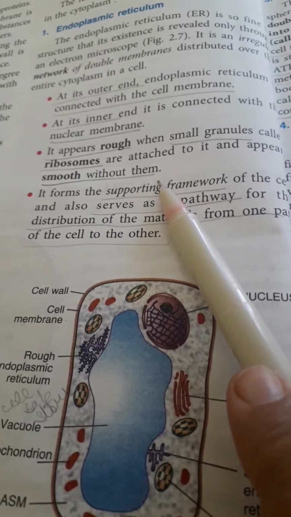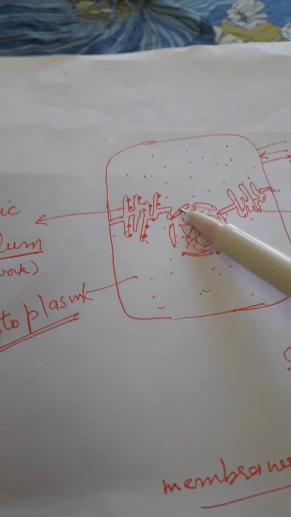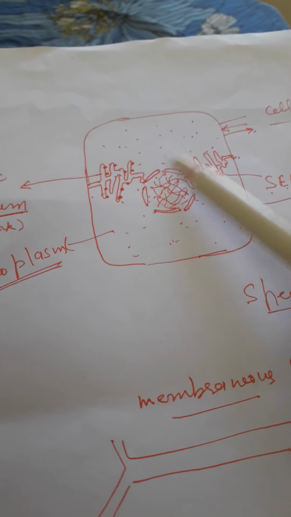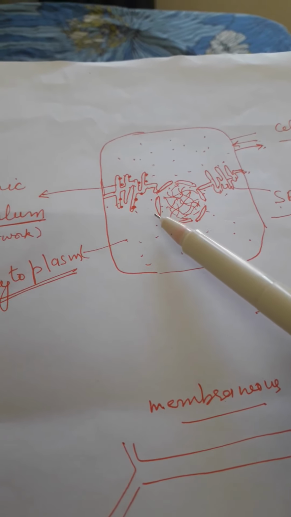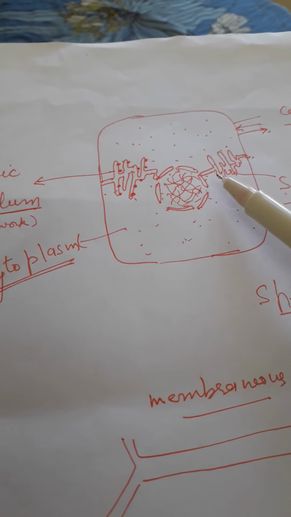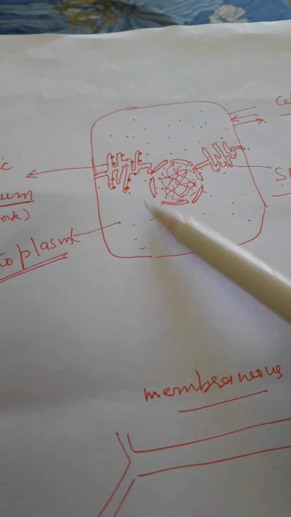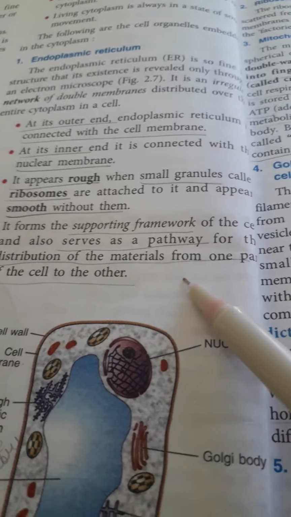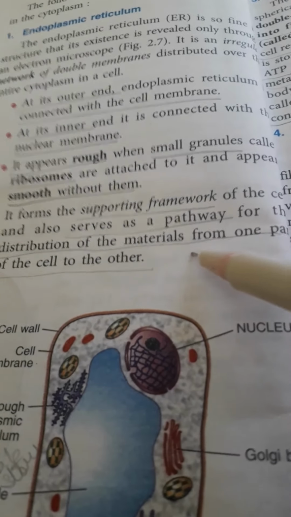Its function is that it forms a supporting framework. As I told you, it is present everywhere, scattered throughout the cytoplasm, so it provides a supporting framework, and it also increases the surface area. The most important function is that it helps in transporting and circulating things inside the cell, from one place to another. So one function is a supporting framework, and the second is distribution of materials from one part of the cell to the other. It is clearly mentioned in your book, so you have to learn the function from here.